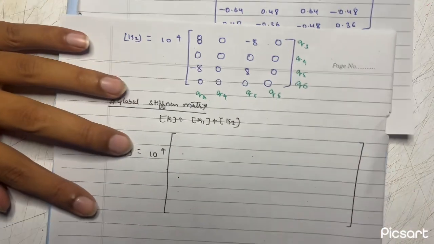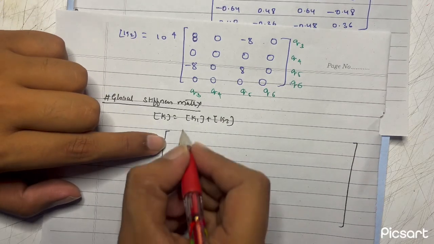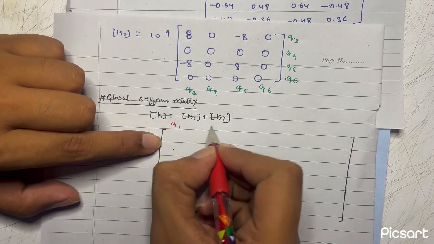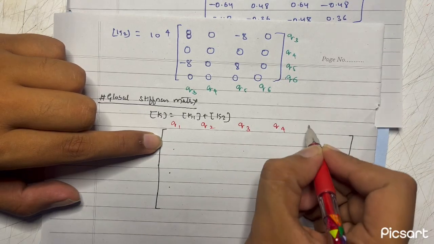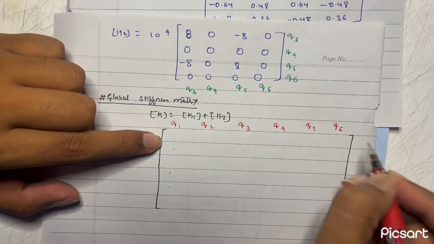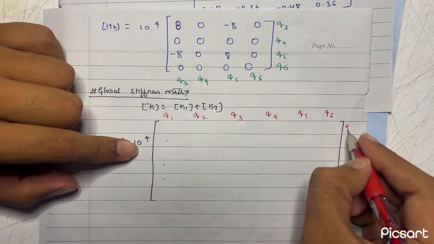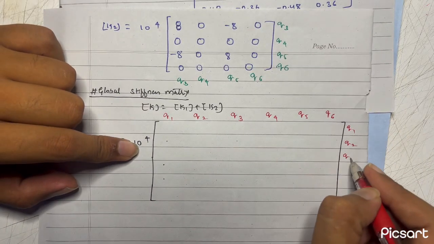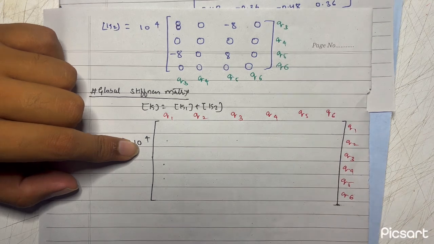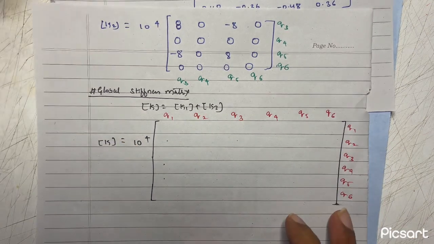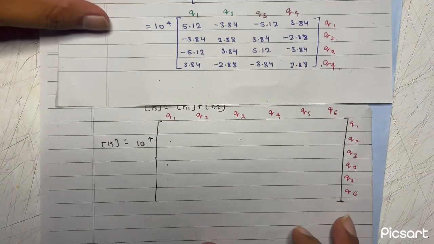Okay, I will write this first column is related to Q1, this is Q2, this is Q3, this is Q4, this is Q5, this is Q6. Similarly Q1, Q2, Q3, Q4, Q5, Q6. Now we'll write one by one. First I will start with element 1.